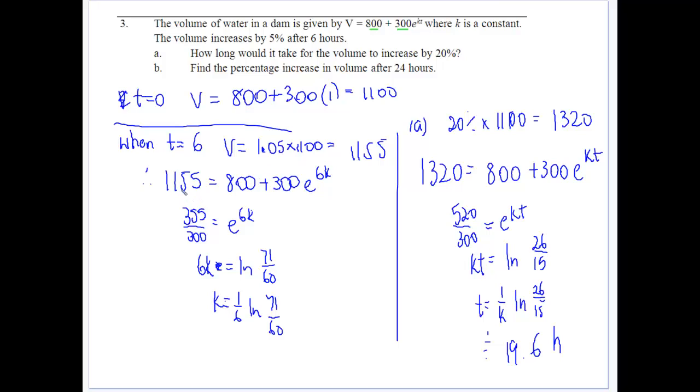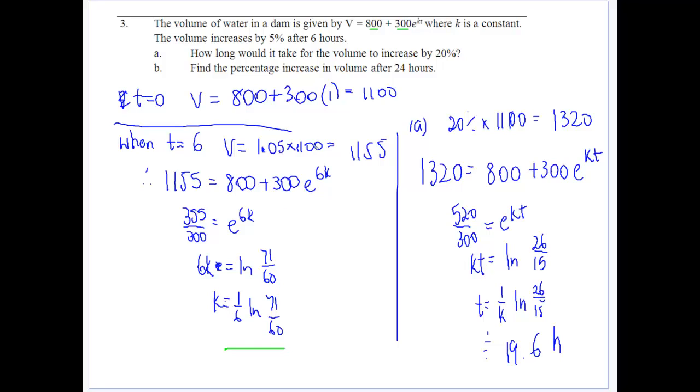So we put 1155 equals 800 plus 300 e to the 6k, because t is 6. And then we are able to solve for k, heading down to our logarithm. So 6k equals natural log of 71 on 60, and k would be 1/6 of the natural log of 71 on 60. So there's our value of k. Again, leave k like that. That's fine. If you want to put it as a decimal, if you must, that's fine.